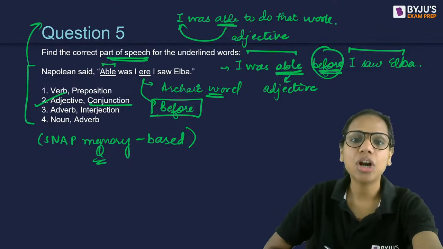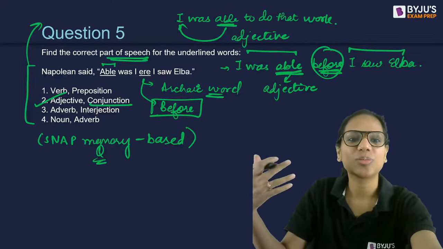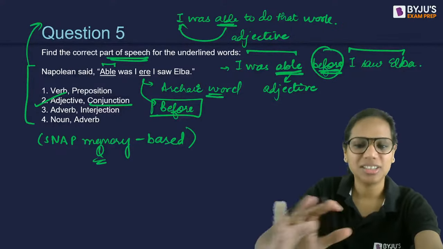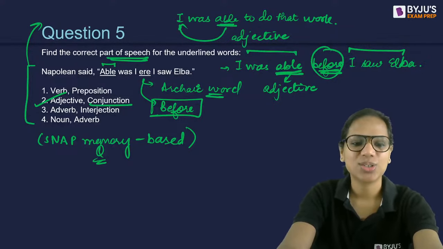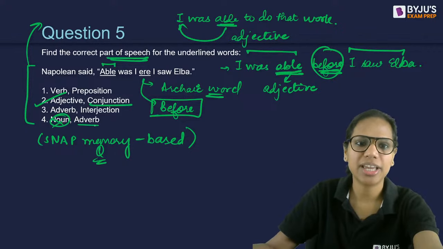So do not get scared just by seeing difficult words. Please have a look at the options. Sometimes you will be able to eliminate really easily. Okay. So second. Hope this is clear. Fourth is not the answer. Able is not a noun and er is not an adverb.